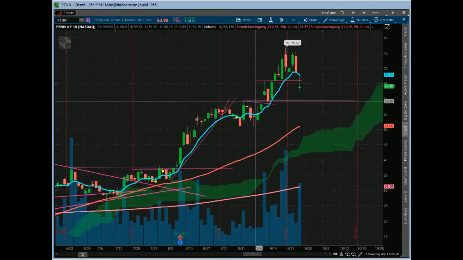Okay, that prior resistance as maybe support. But yeah, keep an eye on those casinos, especially if you get more negative COVID news, that type of stuff. So it's good stuff.